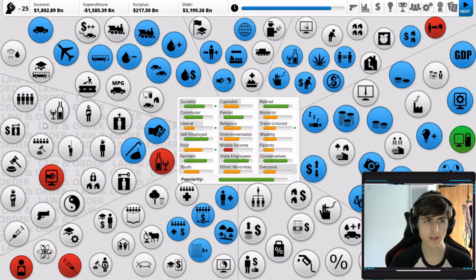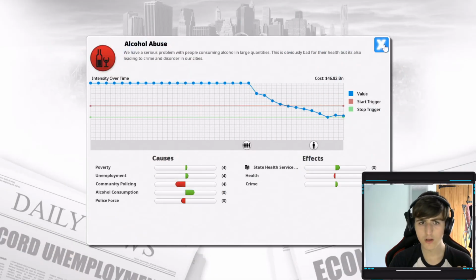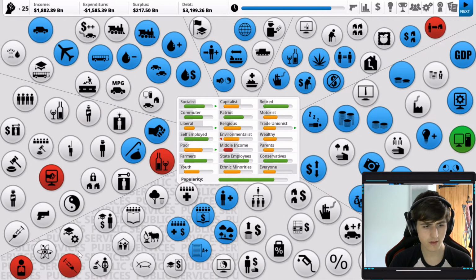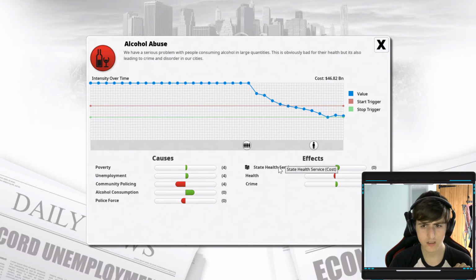Look at the surplus now, we have so much money. We need to start investing in something, that's for sure. Alcohol abuse is back on the way down. I may invest in our state health service, I think, a little bit.